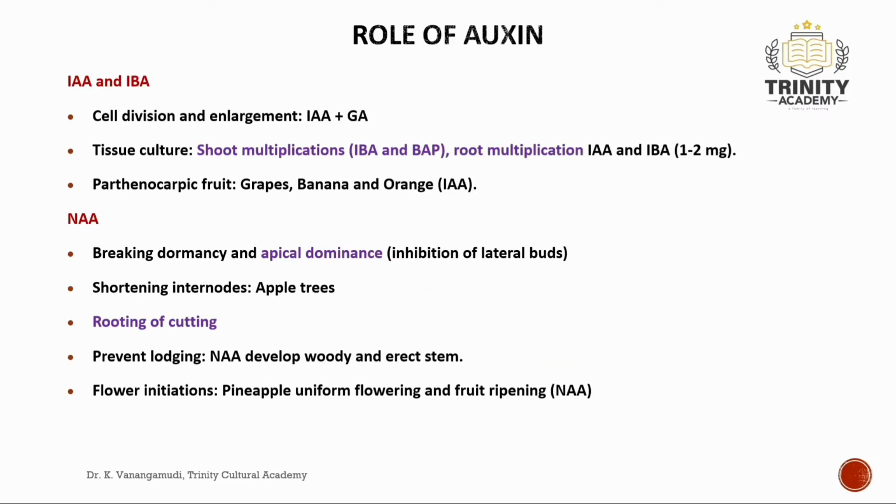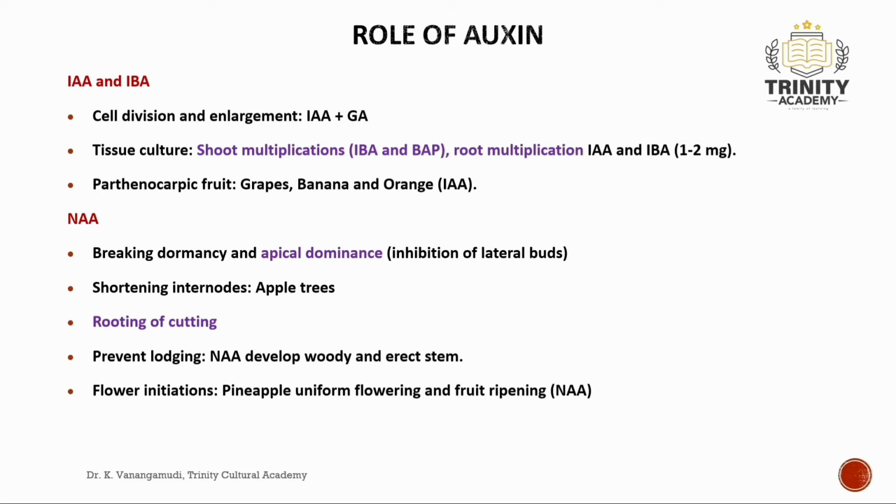Let us see role of auxin in detail. IAA and IBA help in cell division and cell enlargement in combination with the gibberellin. Also useful in tissue culture plants as shoot multiplication and root multiplication factor in combination with cytokinin. Also helps in development of parthenocarpic fruits like grapes, banana and orange.